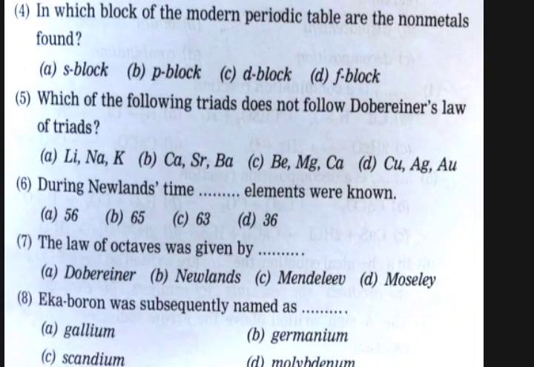Now we will see question number 6, that is during Newland's time, how many elements were known. In the textbook it is clearly given that only 56 elements were known at the time of Newland's. Now question number 7 is, the law of octave was given by Newland's. No doubt, the law of octave was given by the scientist Newland's. Now question number 8 is, Eka-boron was subsequently named as. If you see the options, it is nothing but scandium. So Eka-boron was named as scandium, so option C is the correct option.